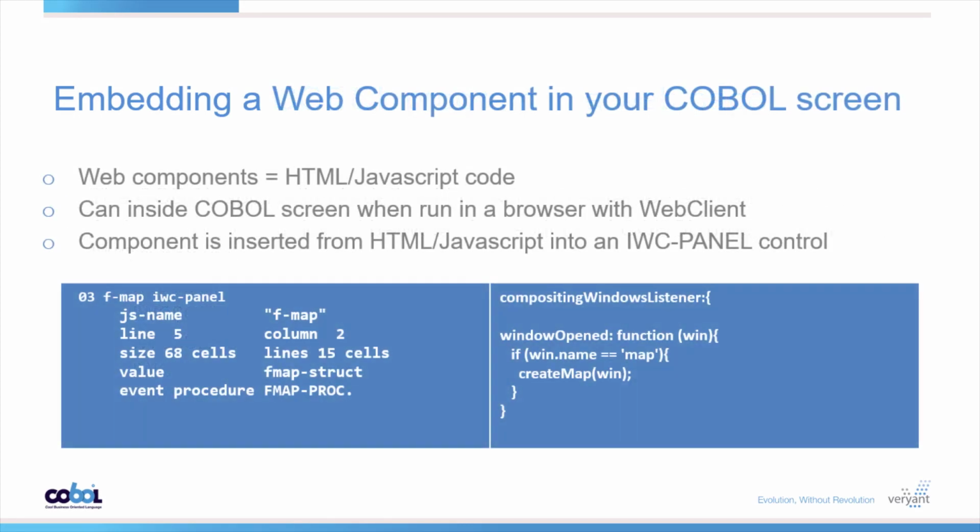Another addition to our web client in 2021 R2 is to be able to run a web type control or a component inside of your COBOL program. Now this is an easy way to add something like Google Maps to your screen. The description on the left is the code that is used in the sample that I'm going to demonstrate later on. And you can see that the JS name is fmap and that the control type is IWC-panel. The JavaScript code on the right is an example of how it would display this map.